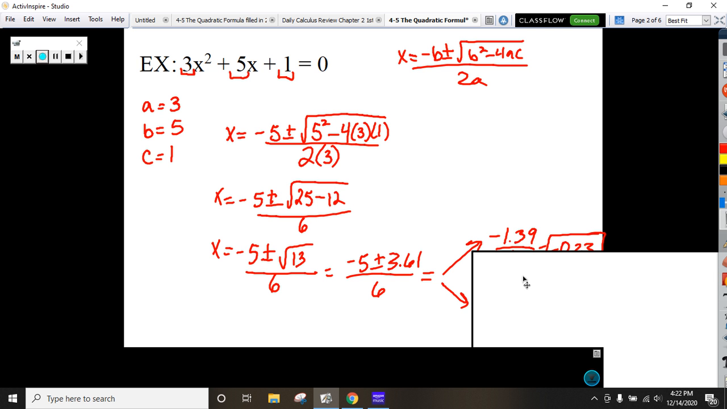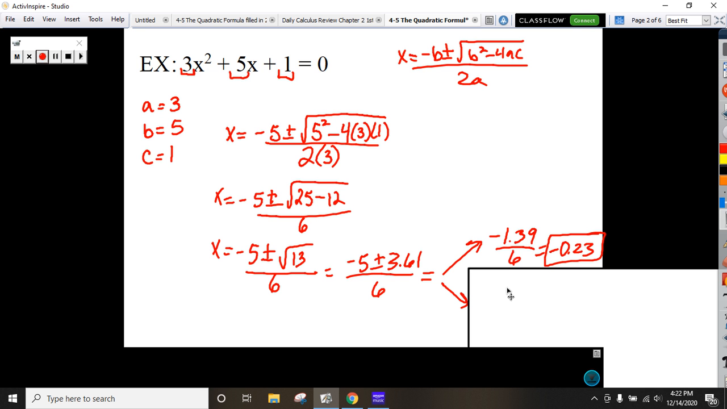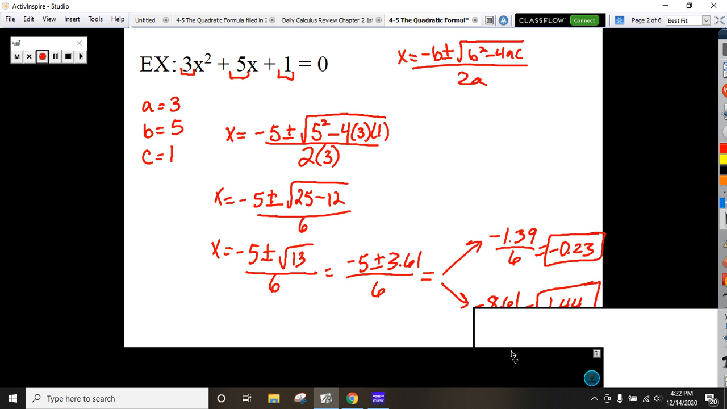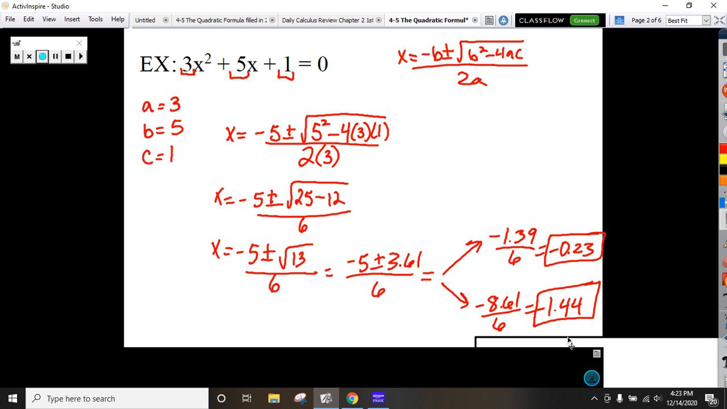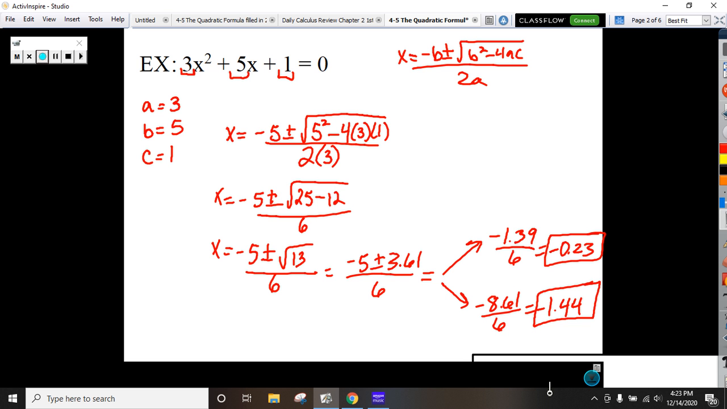So that -1.31 came from taking -5 and adding the 3.61, so that's -1.39, and then I divided it by 6, so I got -0.23. So there's my first solution. So now I'm going to take -5 and I'm going to subtract 3.61, which is -0.61. Then I divide it by 6, so my second answer is -1.44. So that's my 2 solutions.